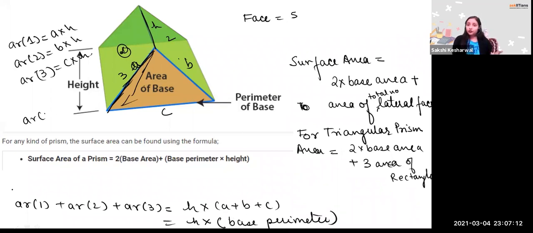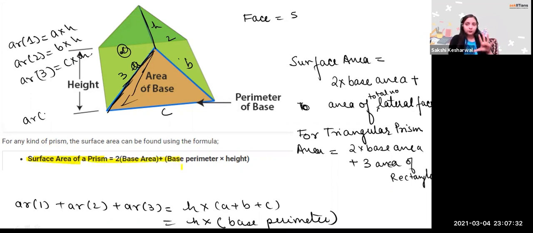What is the surface area of a prism in general, right? Either you can find it in general, or you can find it by your thinking process, if you can imagine. So the surface area of a prism is what? 2 times the base area, right? There will be the top and the bottom. This is for sure. 2 times the base area plus the base perimeter into the height.